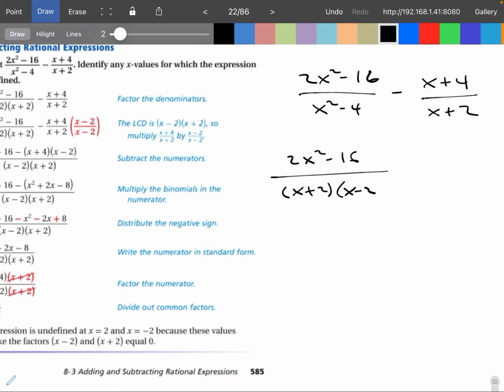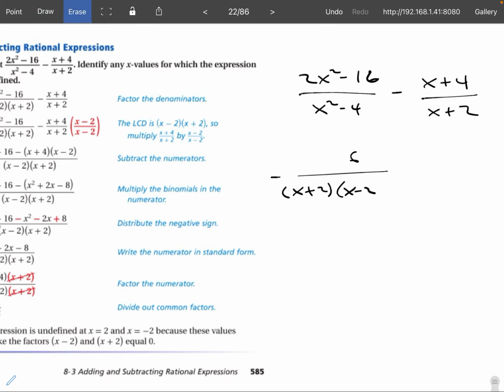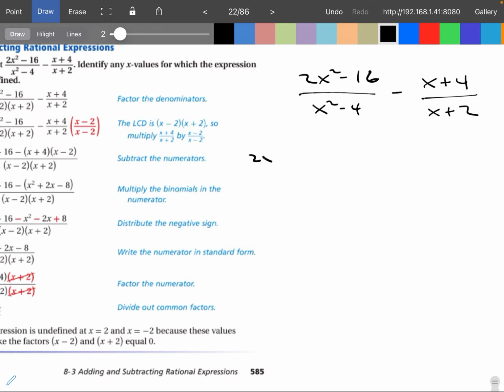And maybe I should have left myself some more room here. I don't know. Yeah, let me move this over a little bit. Hold on, guys. I want to come over here. So that's going to give me 2x squared minus 16 over the quantity x plus 2 times the quantity x minus 2. And then, let's see, how do I want to do this? I think we'll be okay.